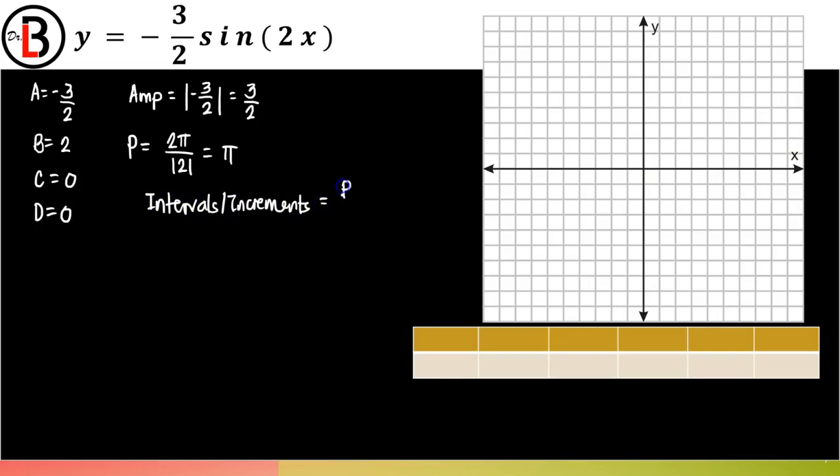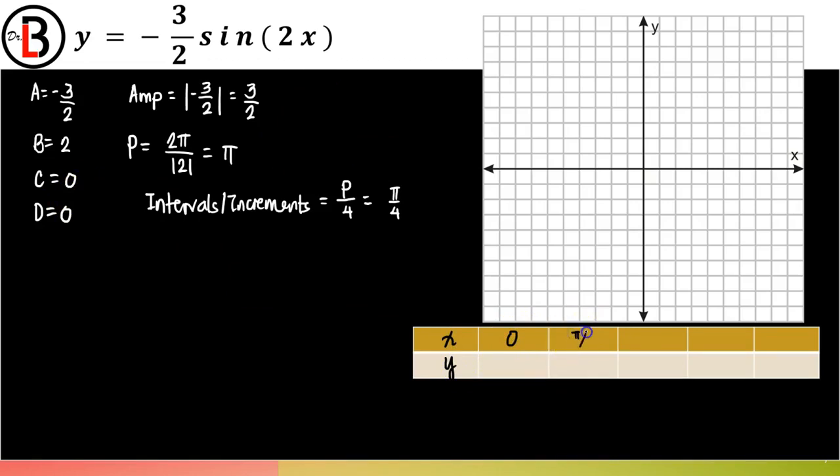I divide the period by 4. So that means the interval is every pi over 4. So let's complete the table. This would be for the x values and this is for the y values. I'll start with 0 because there's no c, there's no shifting. And then the increment or the interval is every pi over 4.